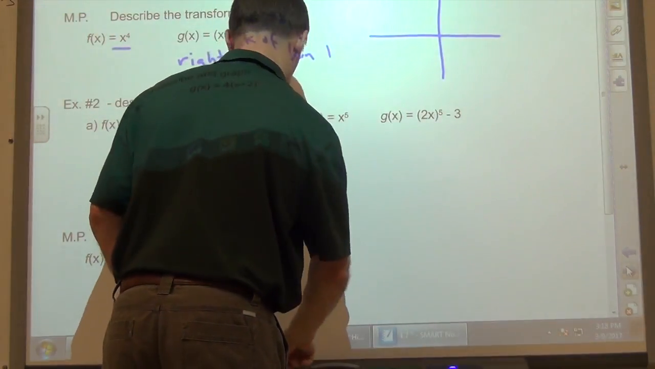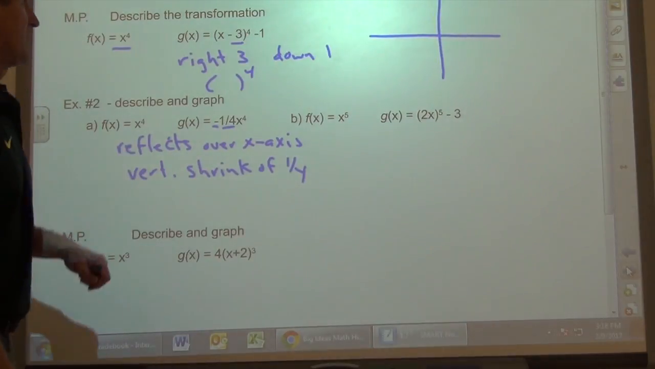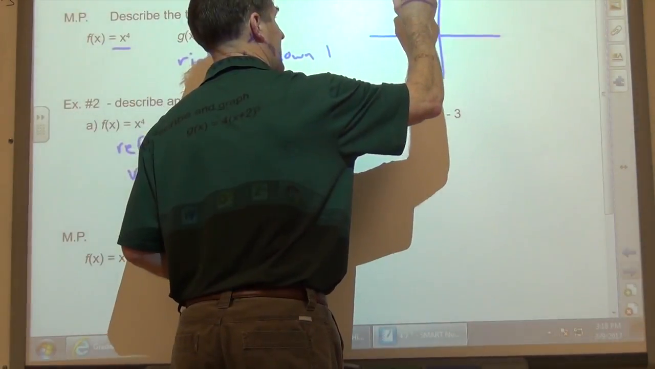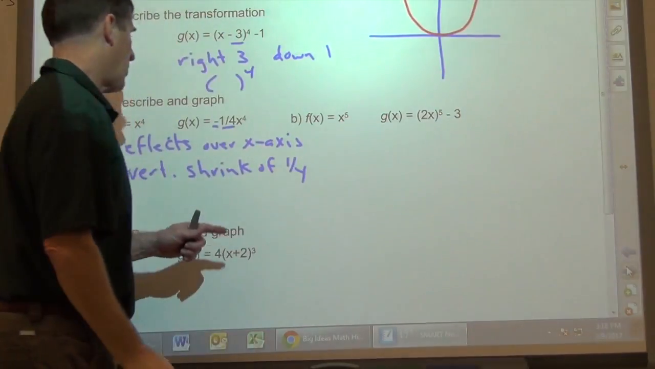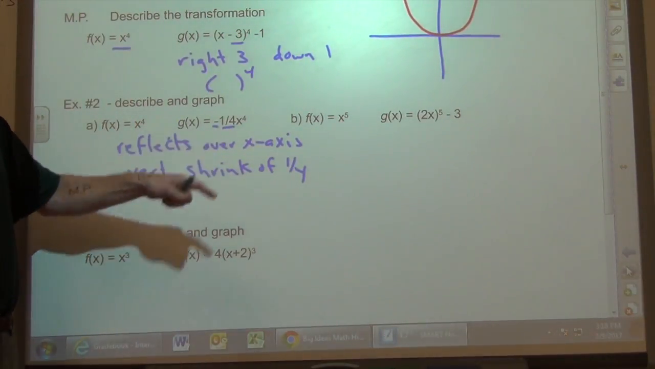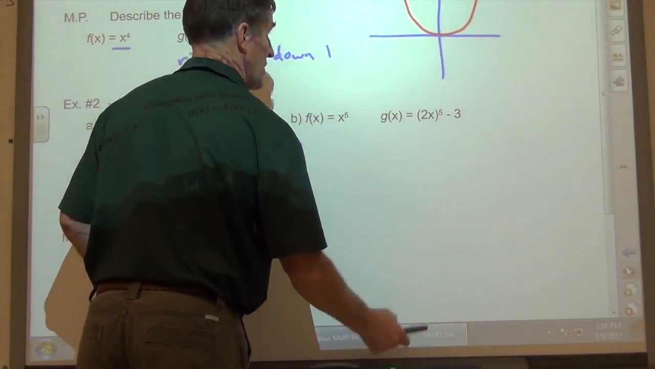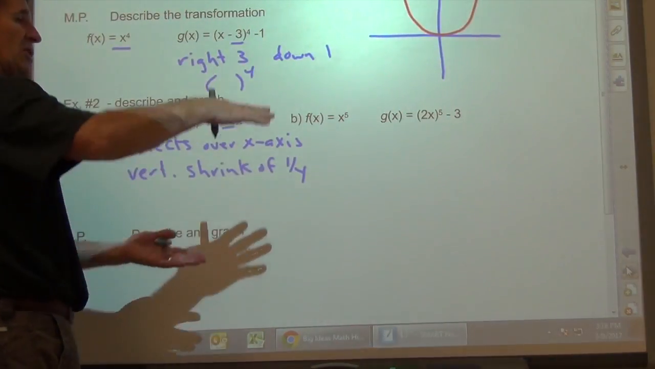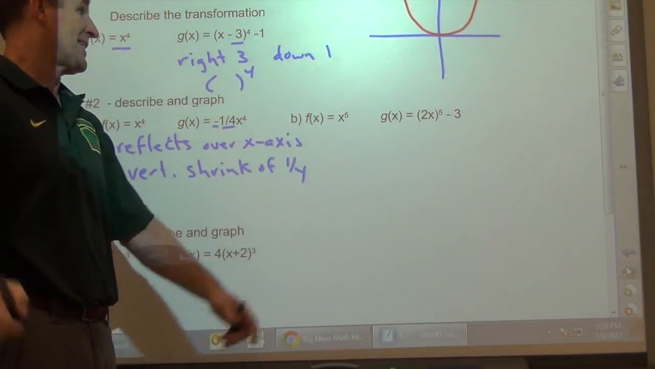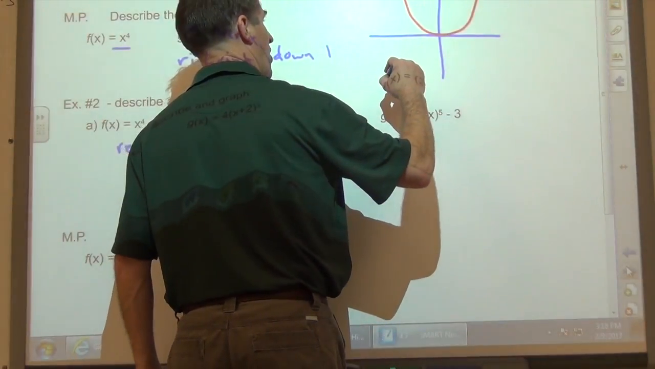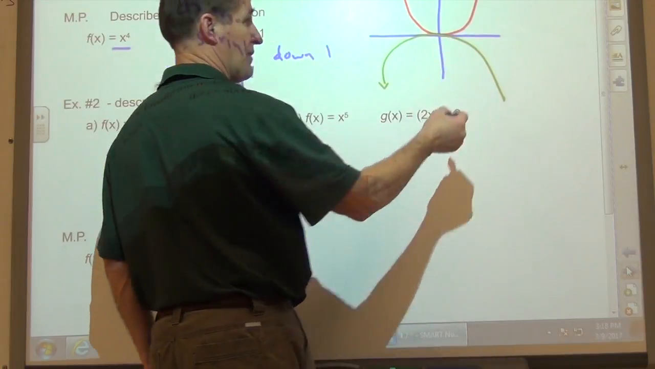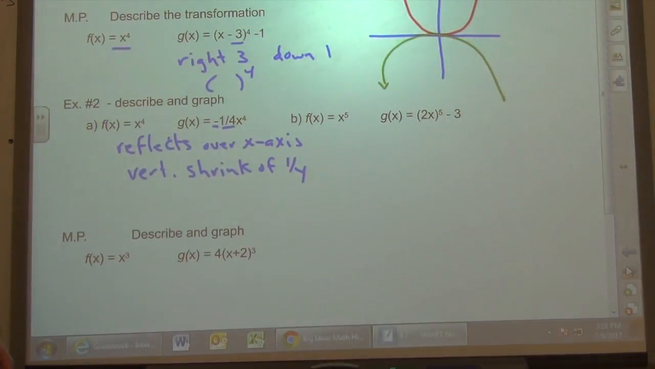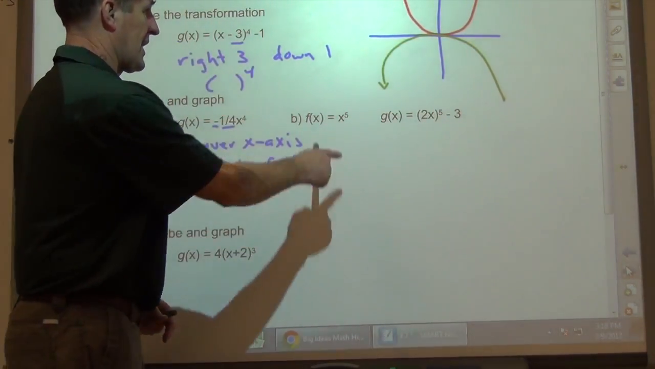So if you were to graph this, this is what I'd like to see on your graph. You would just put the original, and so x to the 4th would look something like this. And so what I want you to understand is that it flipped over the x-axis, so it's now going down. And remember, a vertical shrink squishes it so it widens it out and makes it wider. So all I would expect to see is something like this that shows that you understand that it flipped and that it got wider.